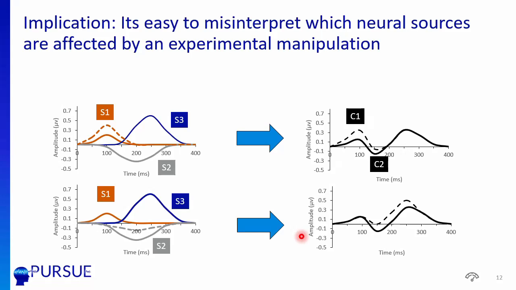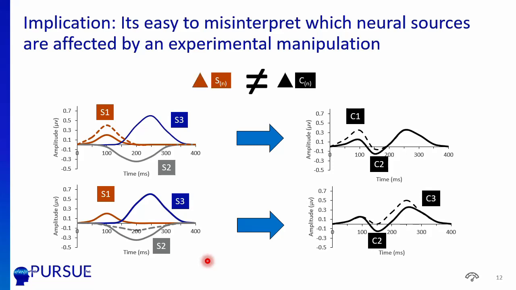Here's another example. Let's change now the second source, and you can see that it's going to change the second and the third components. So again, you have to be wary of component overlap. Changing just one source could actually result in changes in neighboring ERP components.